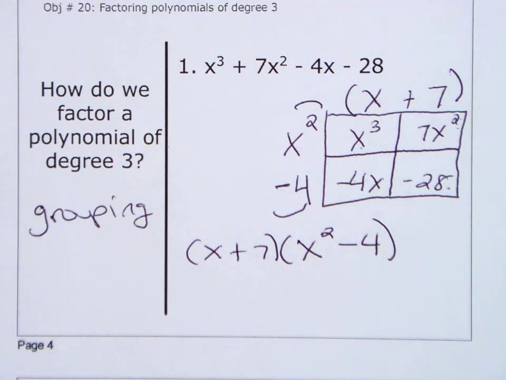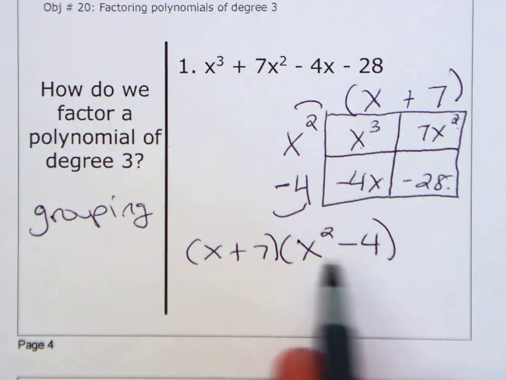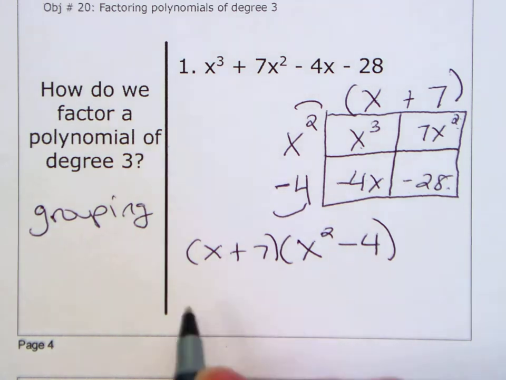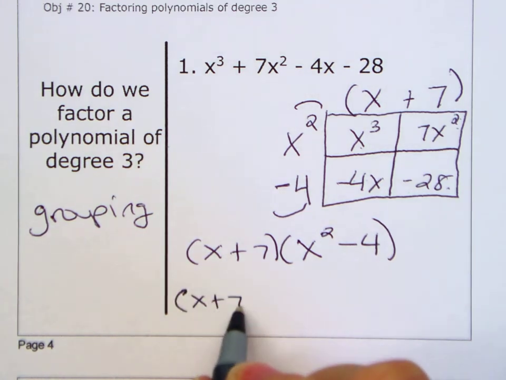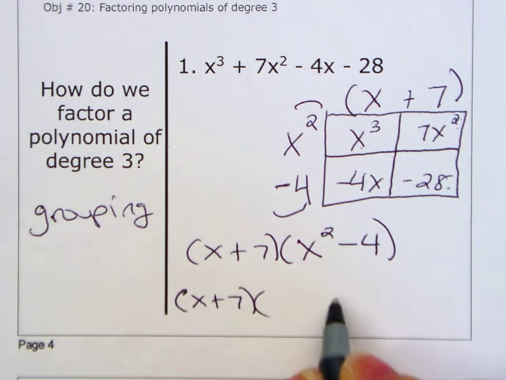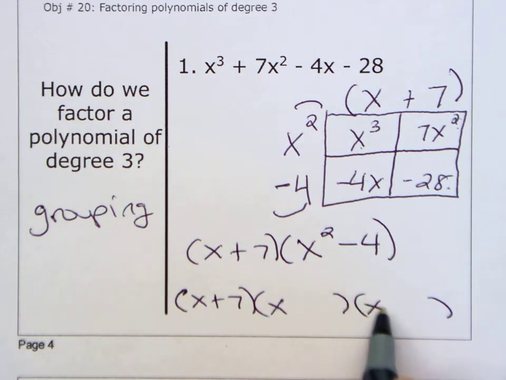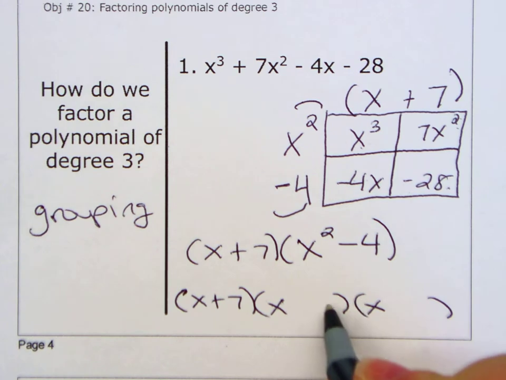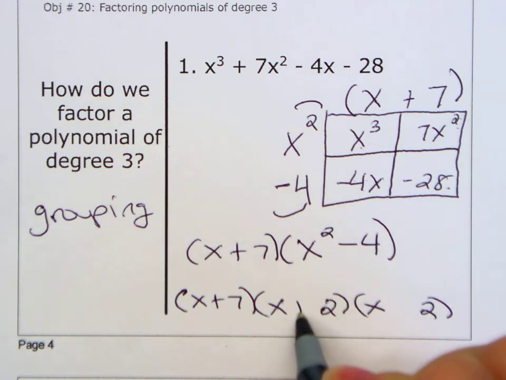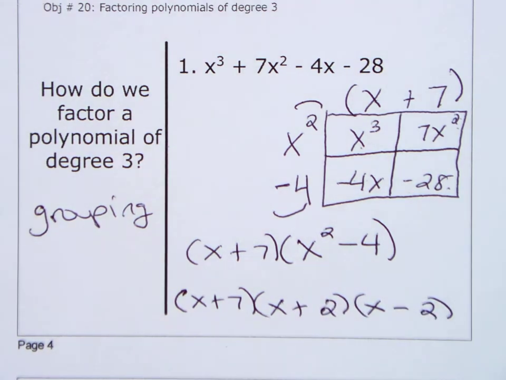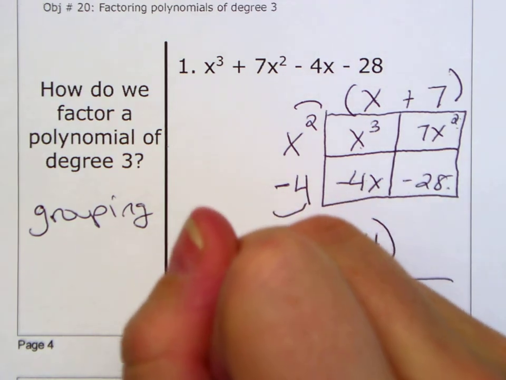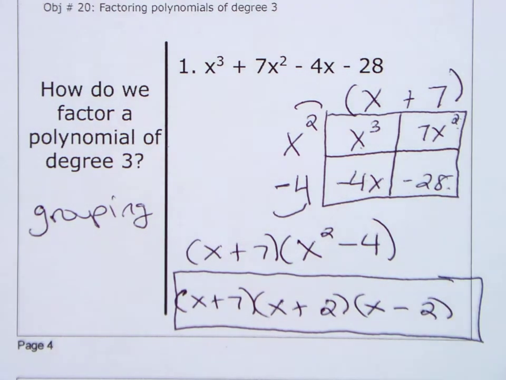But we're not actually done. What can you do to x squared minus 4? That's a dots problem. So don't forget to check your dots. So x plus 7, and then this factors. What multiplies to x squared? x and x. What multiplies to 4? 2 and 2, plus minus. So that's your final answer. Okay. So this is factor by grouping. It's using a box. All right, next one.